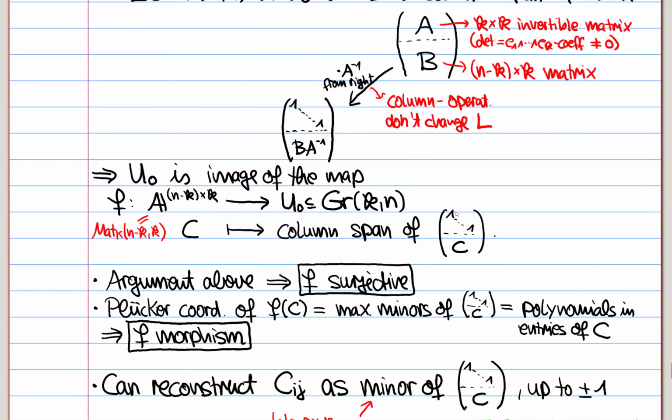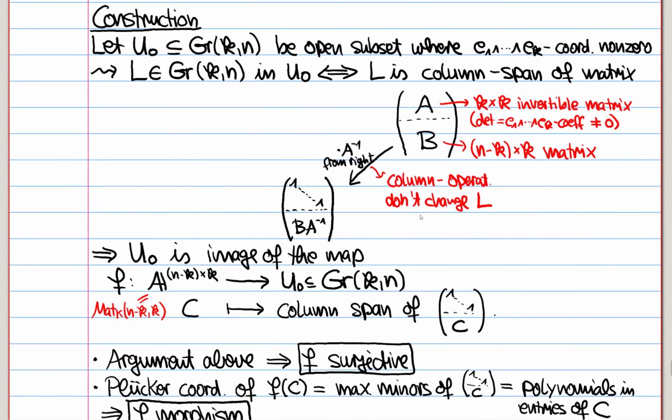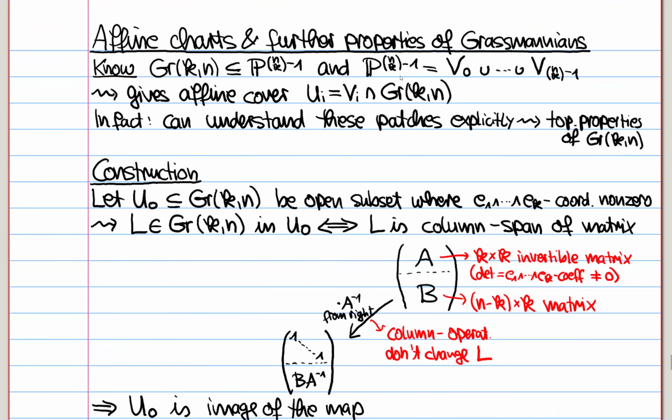So the argument above shows if we are in U_0, then we are the column span of such a matrix. So this shows F is surjective. Furthermore, what are the Plücker coordinates of F of C? Well, they're the maximal minors of this matrix here. And you see these determinants all depend in a polynomial way on the entries of this matrix C. And so we see that F lands in one of the patches of this projective space, namely the zeroth patch.